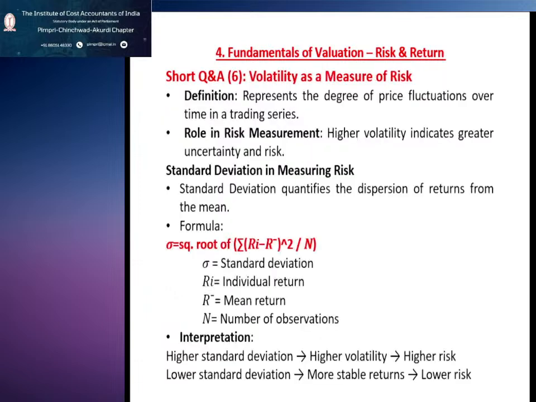Then we saw volatility as a measure of risk. So how volatile a particular scrip or a stock is vis-a-vis the market during a particular time frame. Volatility represents the degree of price fluctuations over time in a trading series, and it has a significant role in risk measurement. Higher volatility indicates greater uncertainty and risk. So, standard deviation in measuring risk: standard deviation quantifies the dispersion of returns from the mean, and the formula we saw. Interpretation-wise, higher standard deviation means higher volatility and therefore higher risk, and lower standard deviation means more stable returns and lower risk.